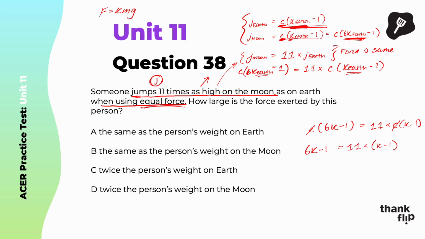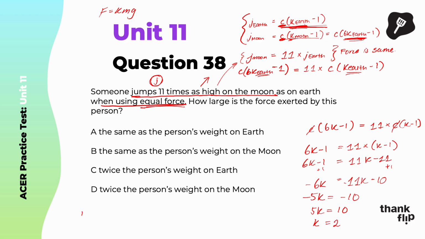And I'm going to expand this out. So 6K minus 1 is equal to 11K minus 11. So what I'll do here is add 1 on both sides and just do our simple algebra. So 6K is equal to 11K minus 10, because adding 1 to negative 11 gets to negative 10. And then I'll subtract 11K from both sides as well. So minus 11K, minus 11K. And what I get is negative 5K is equal to negative 10. So 5K is equal to 10. And I can divide that by 5. So K is equal to 2.